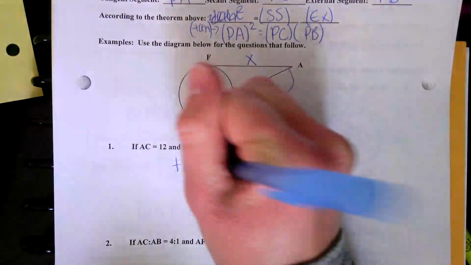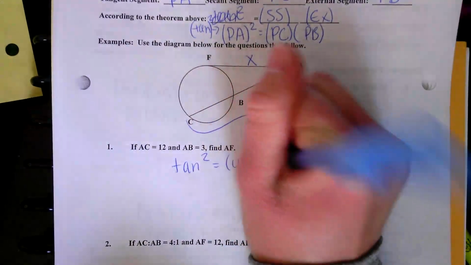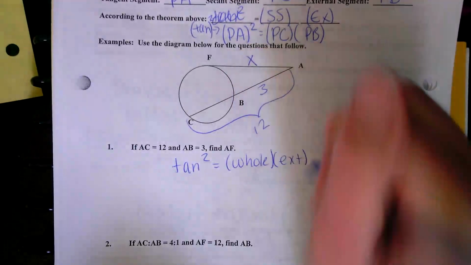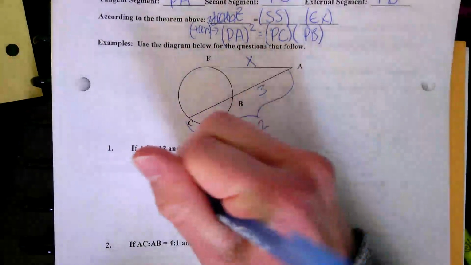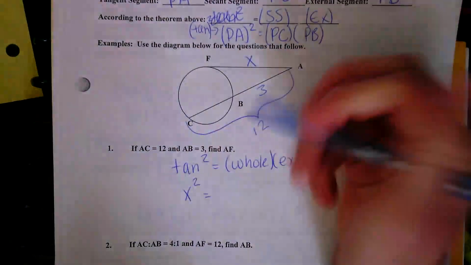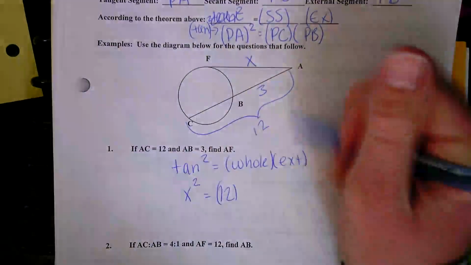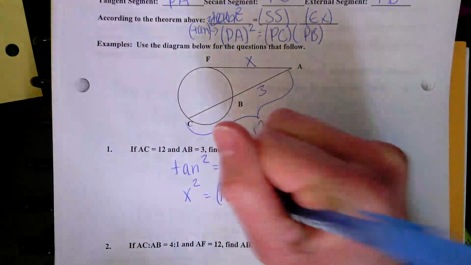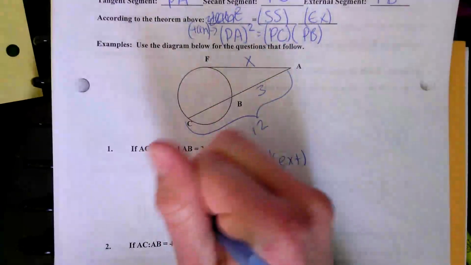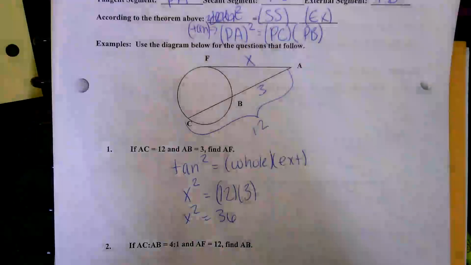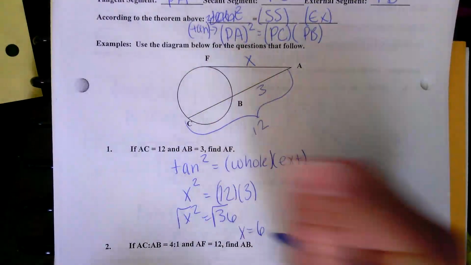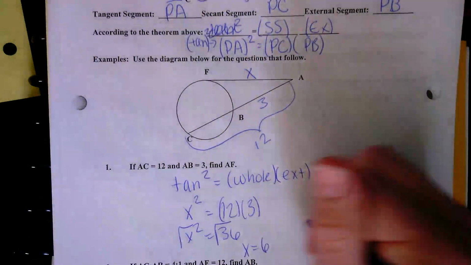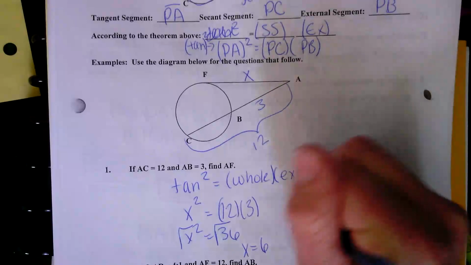Okay, so remember, our tangent squared is equal to the whole times the exterior segment. Okay, so the length of our tangent segment is x, so this is x squared. Our whole is 12 times our exterior segment, which is 3. So x squared is equal to 36. Now we're just taking the square root, so x is equal to 6. So the length of AF is 6.